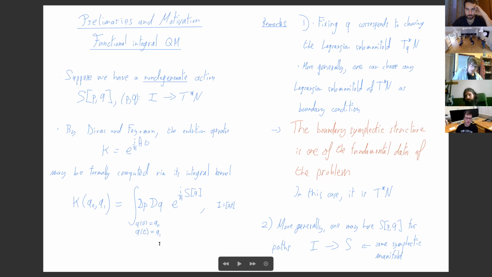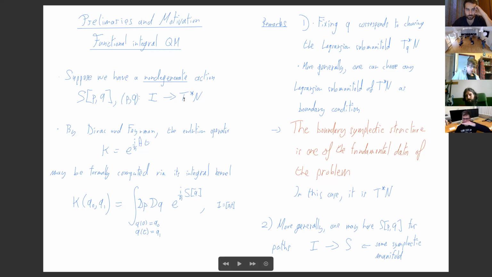But more generally, you can choose other Lagrangian submanifolds, and this will correspond to writing the integral kernel with respect to different polarizations. So for example, if n is R^n, then you can also choose some horizontal polarization. So you can fix p, for example. You can fix the p variable, right?